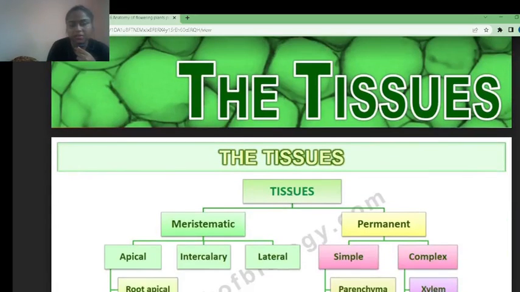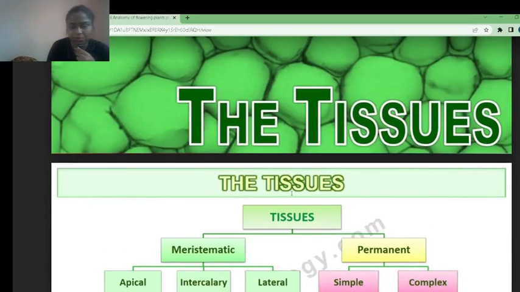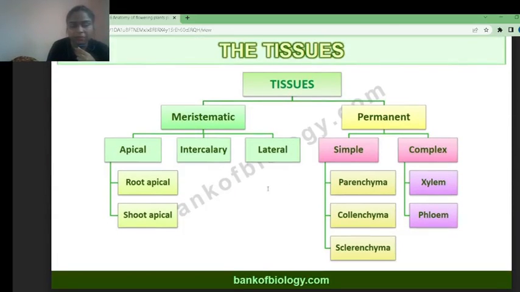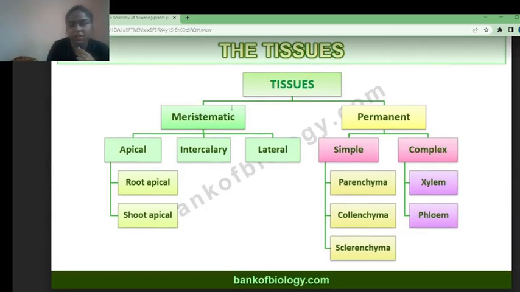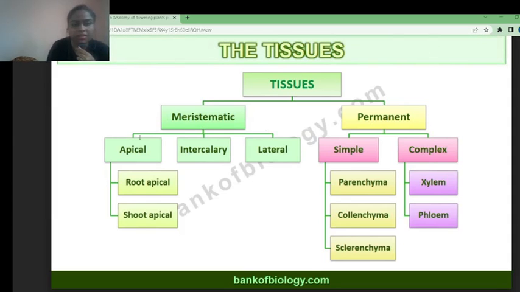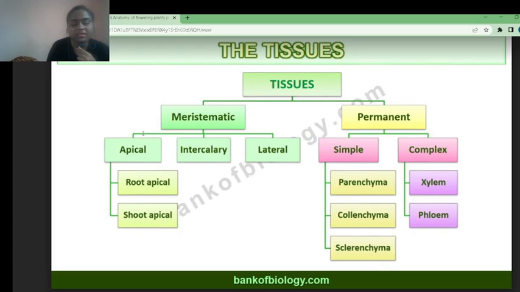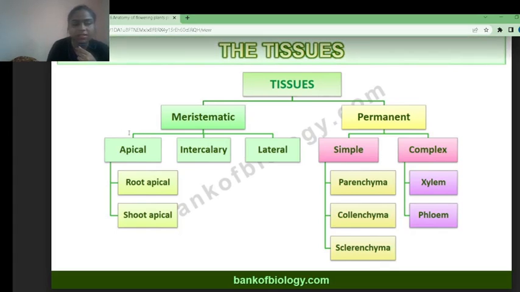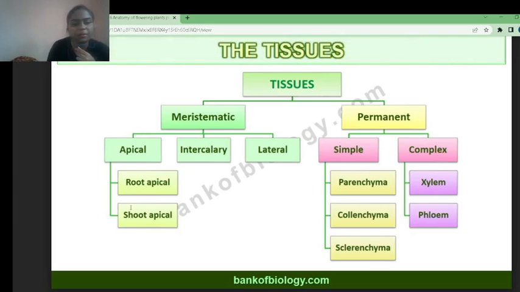First of all, we're going to study the tissues. Anatomy starts with the tissue. There are various types of tissue. There are two main types, meristematic and permanent. The meristematic tissue is divided into three parts: apical, intercalary and lateral. This is the initial one, this is the middle one, and this is the last one. Now this apical also divides into root apical and shoot apical. If you want, you can note down these types of tissues.